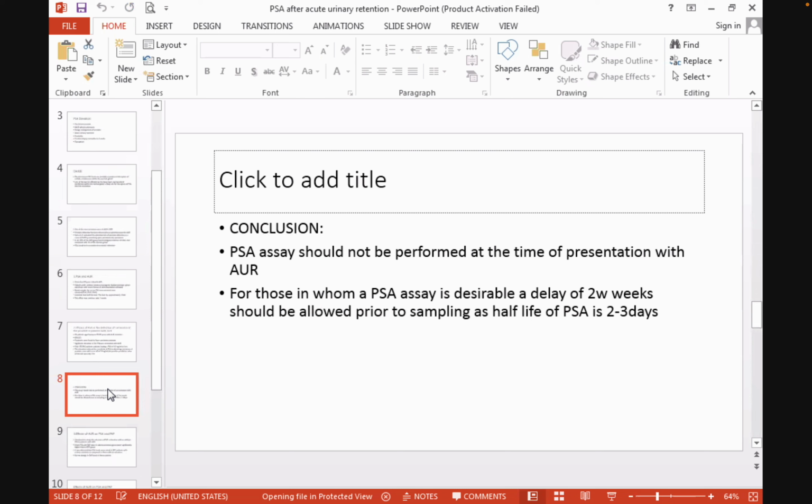So, according to their study, PSA should not be performed at the time of presentation with acute urinary retention. For those in whom a PSA is desirable, a delay of 2 weeks should be allowed prior to sampling, as the half-life of PSA is 2 to 3 days.